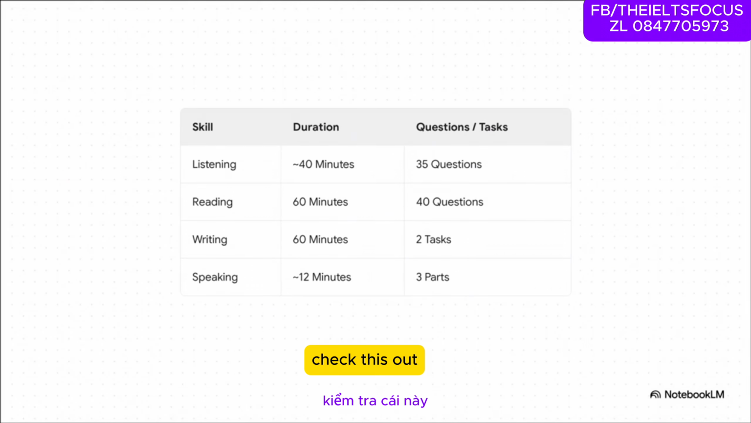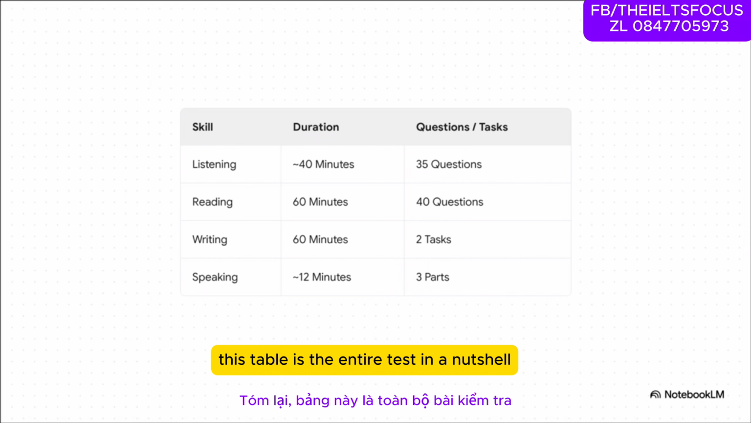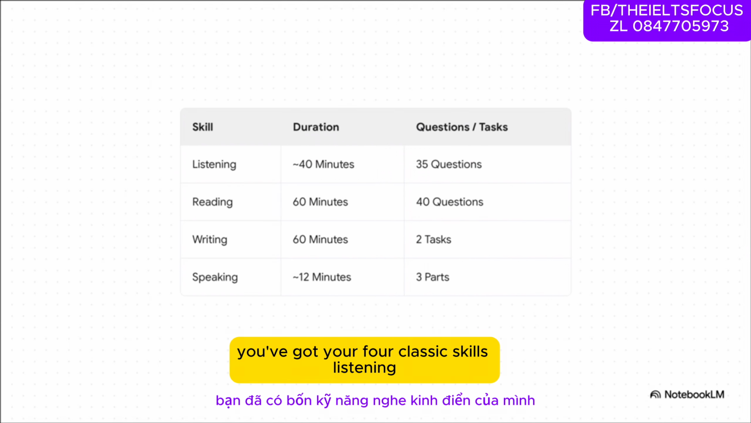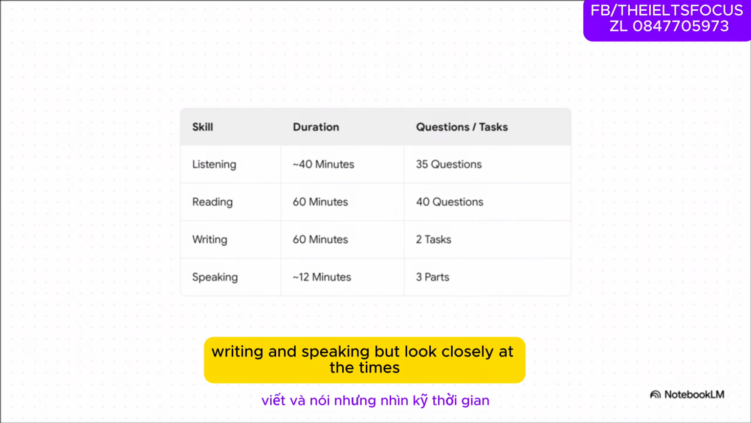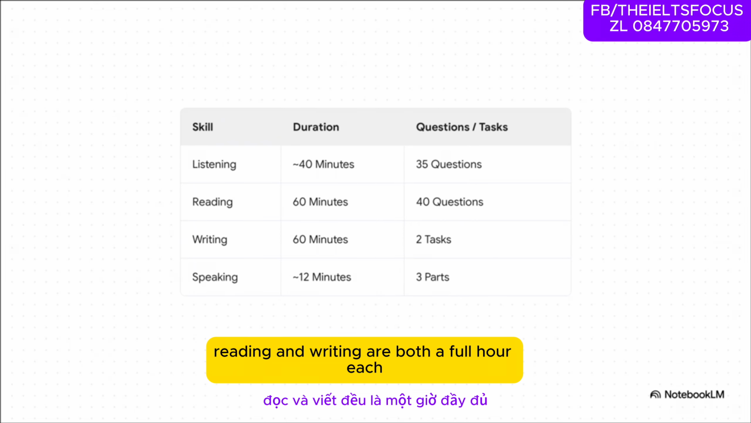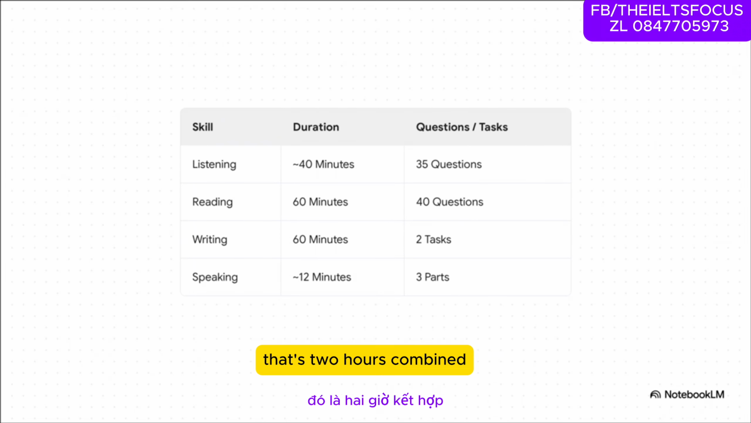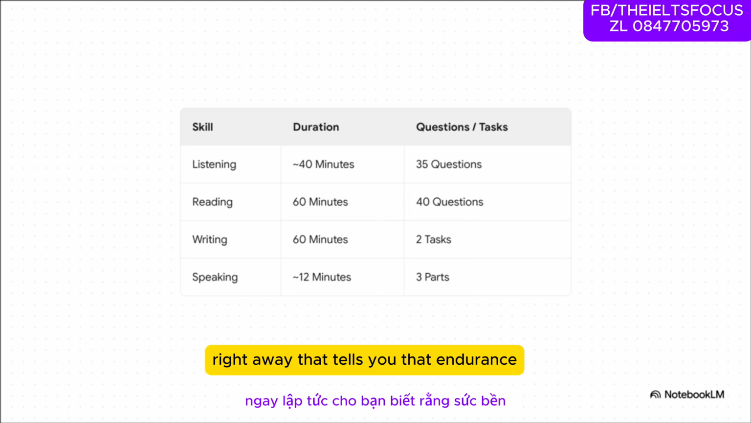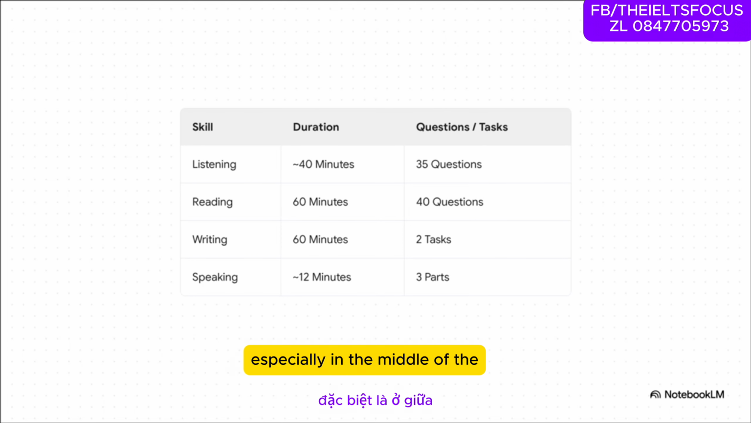Okay, check this out. This table is the entire test in a nutshell. You've got your 4 classic skills: listening, reading, writing, and speaking. But look closely at the times. Reading and writing are both a full hour each. That's 2 hours combined. Right away, that tells you that endurance, especially in the middle of the test, is going to be a huge deal.